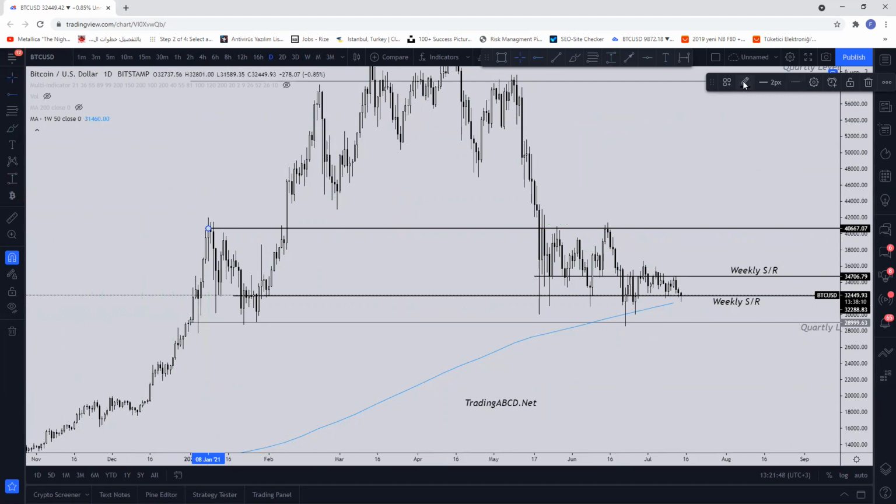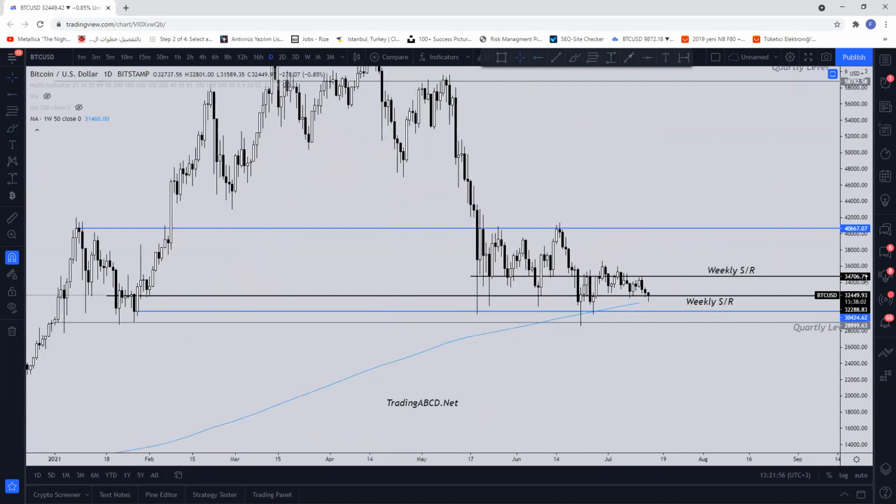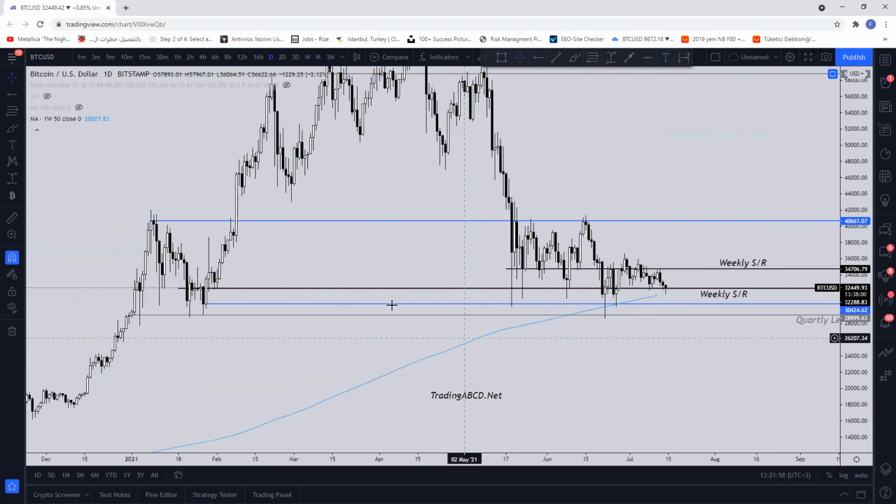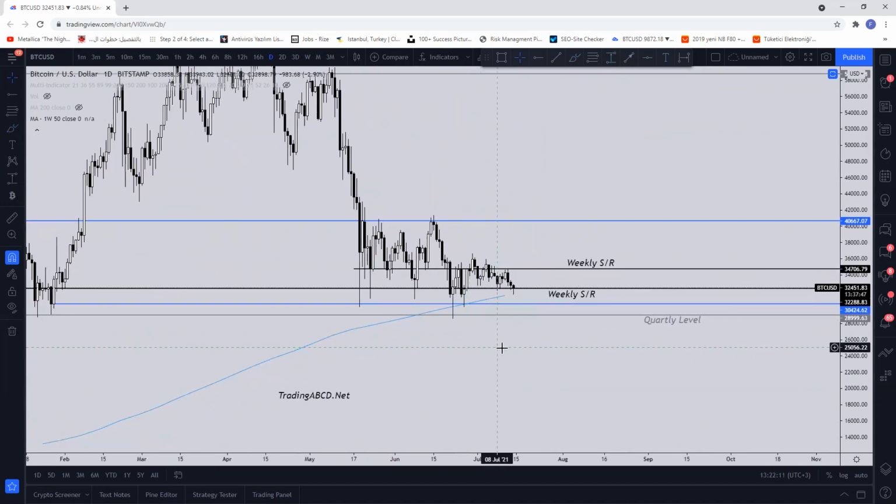I have this level, the daily, we use blue for daily, and I have this level. And these two levels are actually our range, 30 to 40K range. So you can see here, we couldn't pass through this range, also on the other side as well. So these are the levels we are watching.